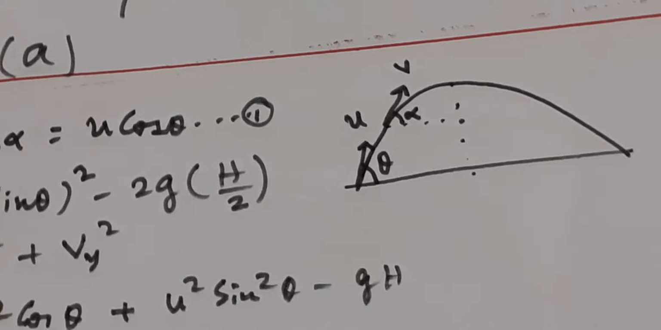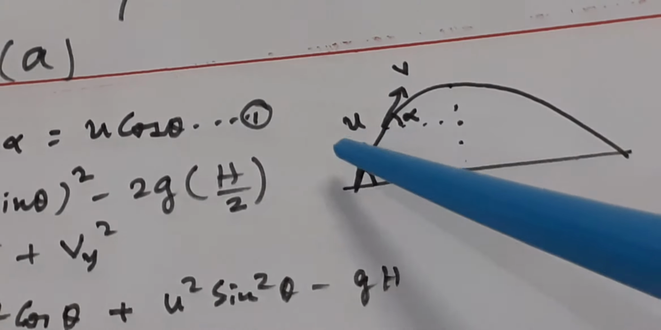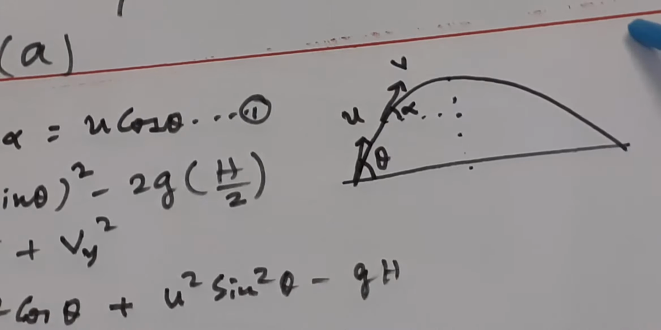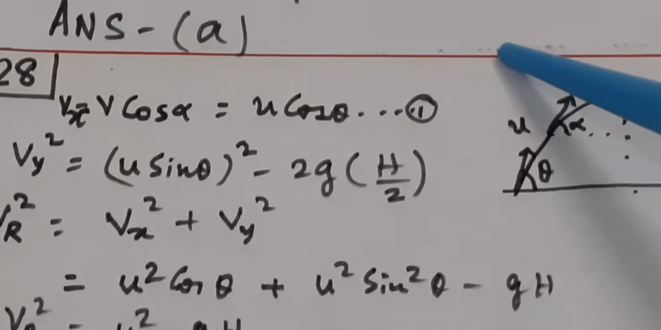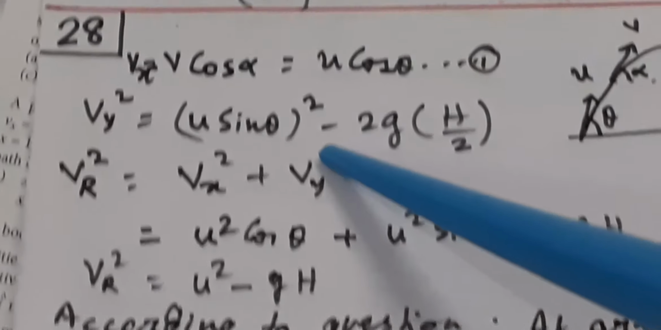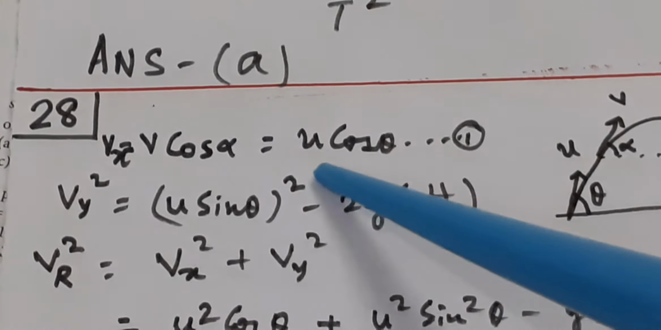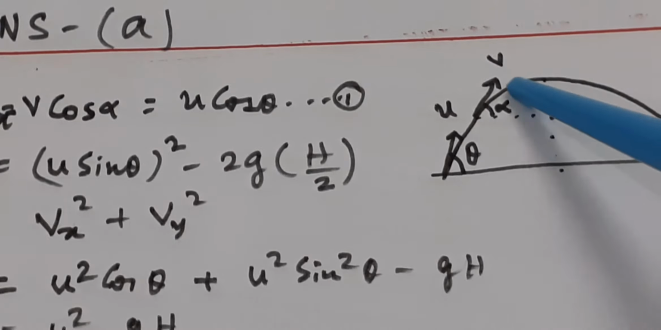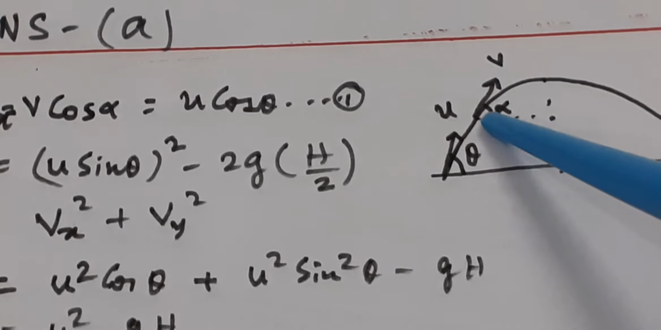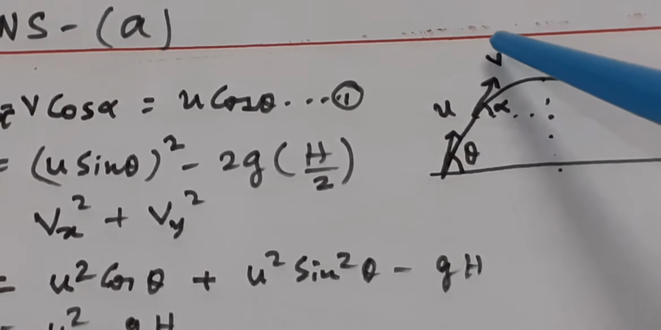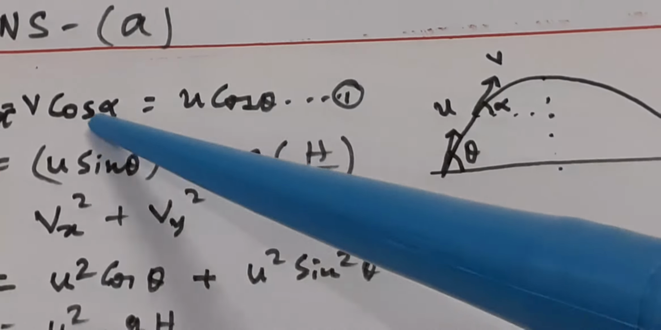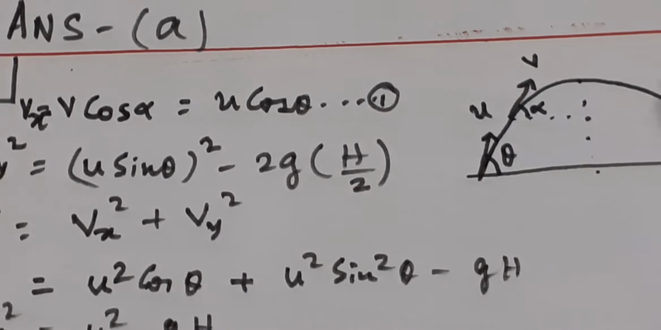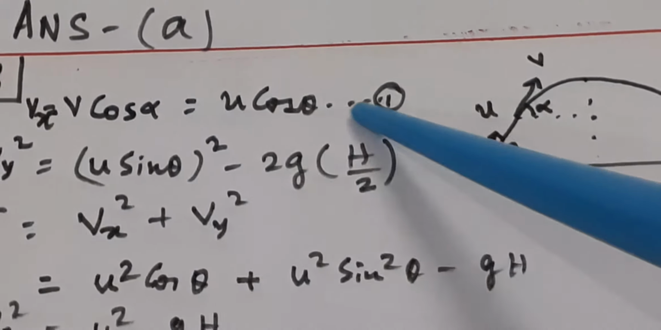This is the projectile path shown here. Say here it is theta, the angle, u cos theta will be the horizontal. When it reaches its maximum position, only u cos theta will be there. Now in the question, suppose after maximum height is H here and here it is H by 2, and at that time velocity is V. V cos alpha will be u cos theta. U cos theta is always in the horizontal direction, that remains the same. So V cos alpha will be this one.